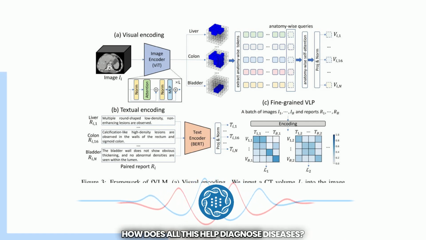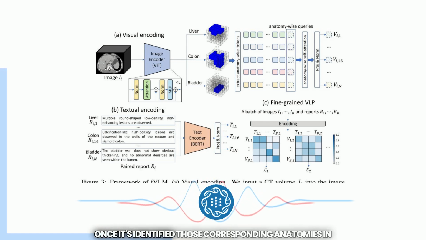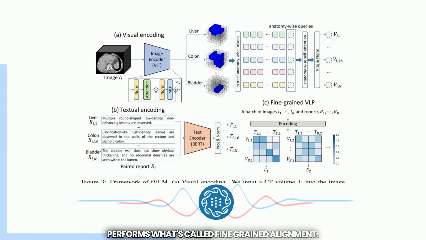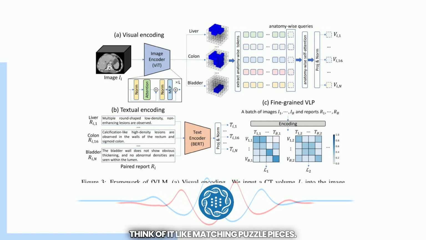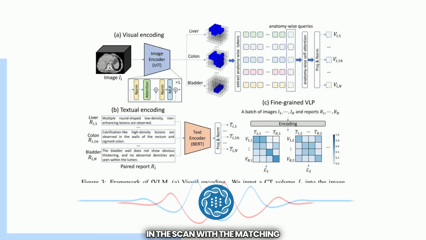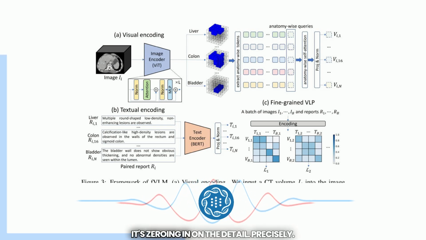How does all this help diagnose diseases? Okay, so now comes the really cool part. Once it's identified those corresponding anatomies in both the image and the report, it performs what's called fine-grained alignment. Think of it like matching puzzle pieces. You're carefully connecting the visual features in the scan with the matching text description from the report. So it's not just looking at the whole picture anymore. It's zeroing in on the detail.